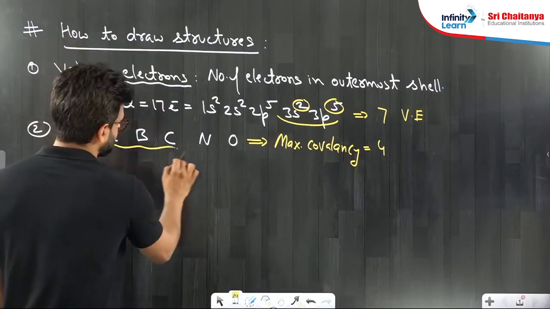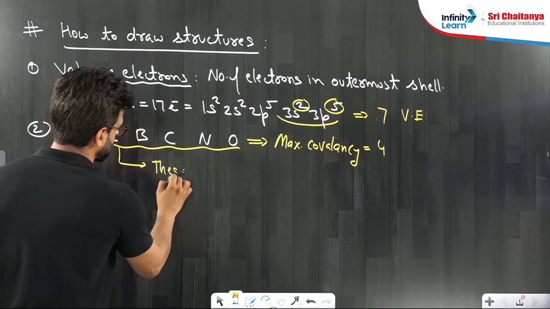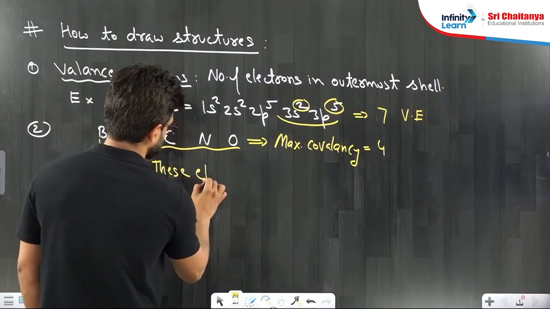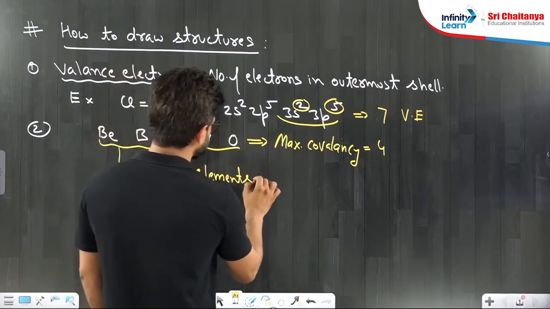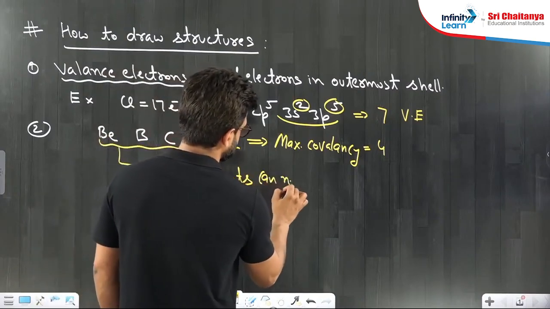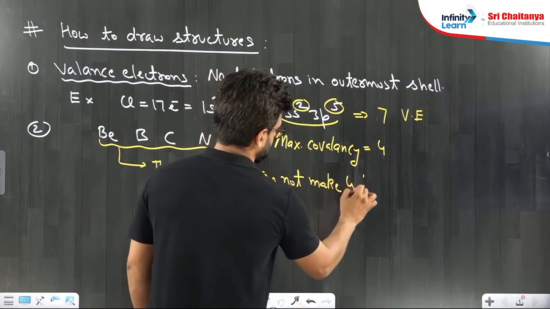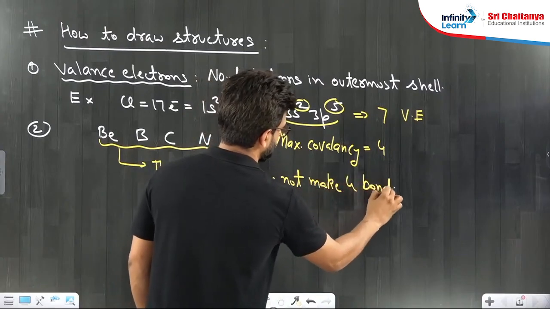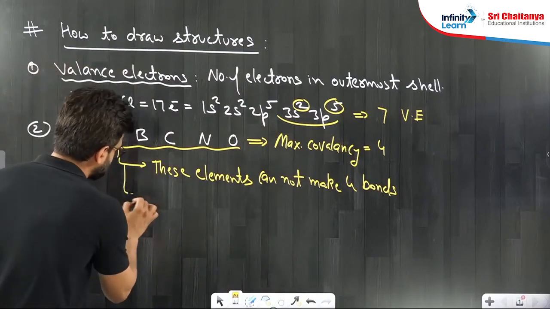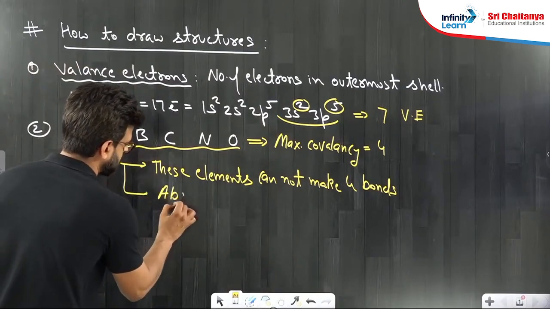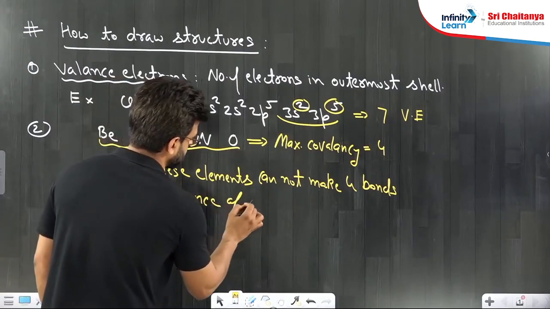I'm writing in one more way here. As a center atom, these elements cannot make more than 4 bonds. Why? What is the reason behind it? The reason behind it is the absence of vacant d orbital, or you can say absence of d orbital.